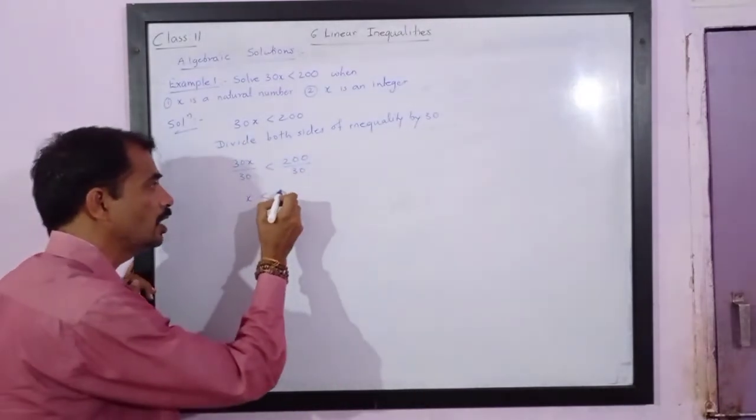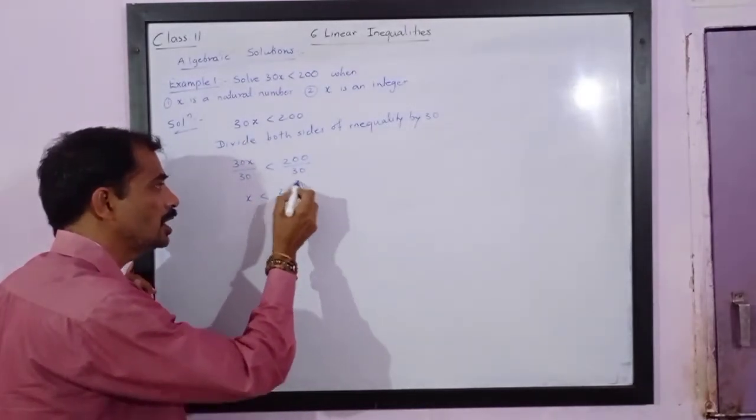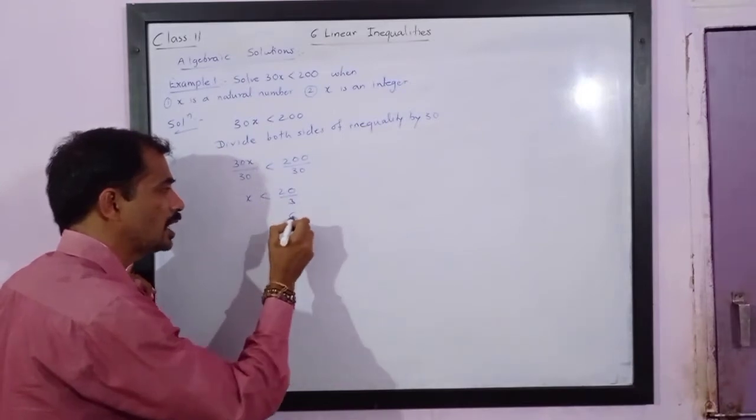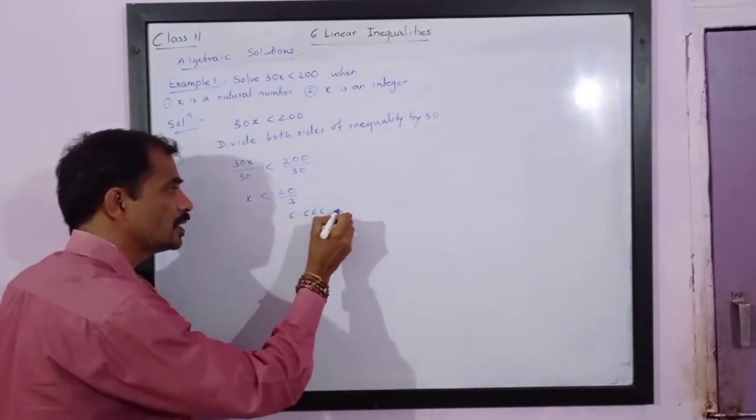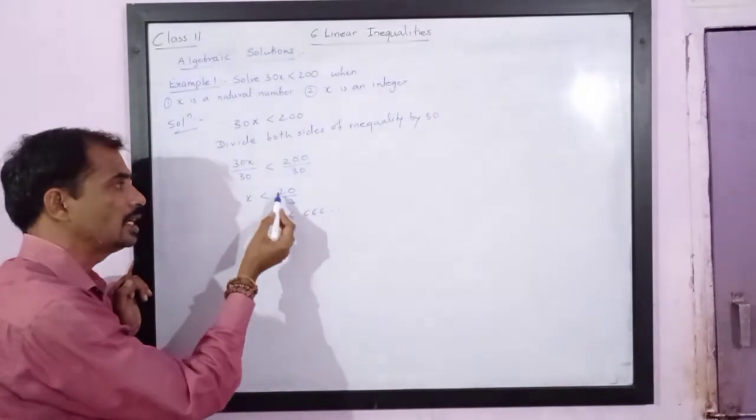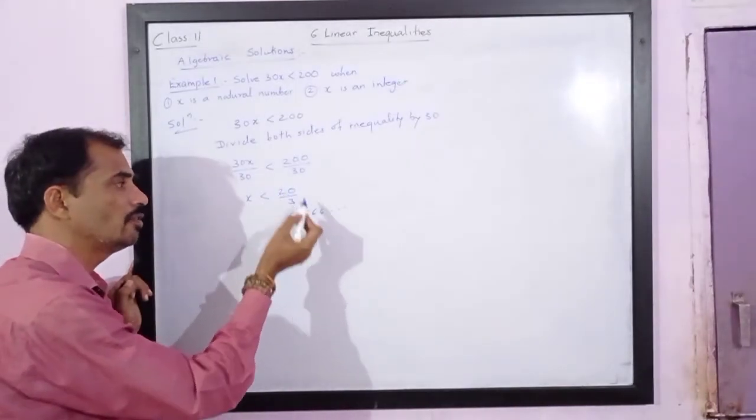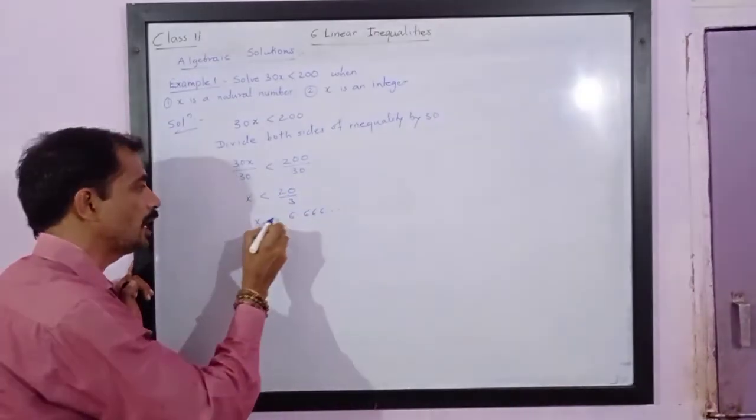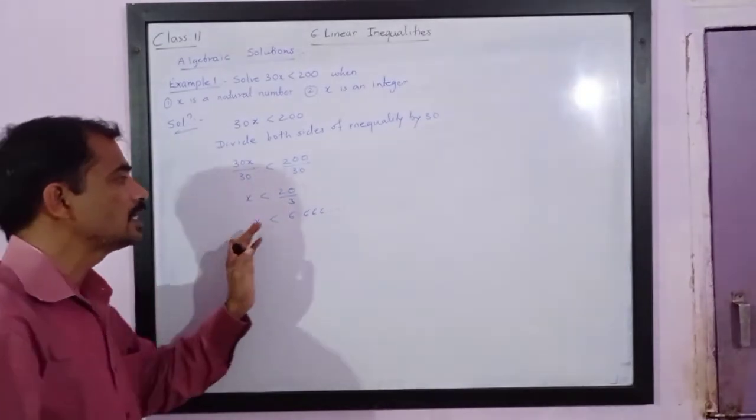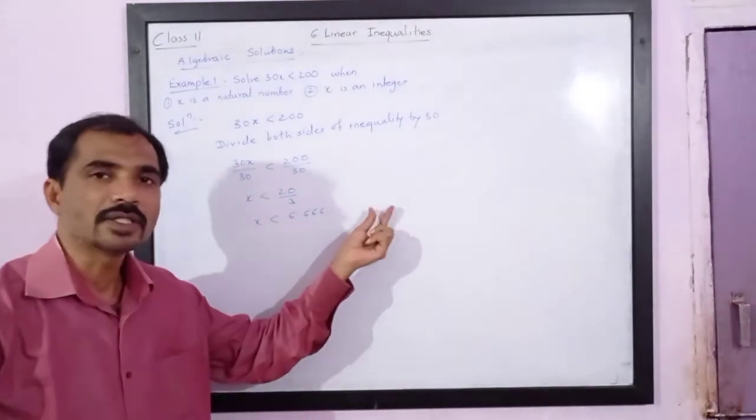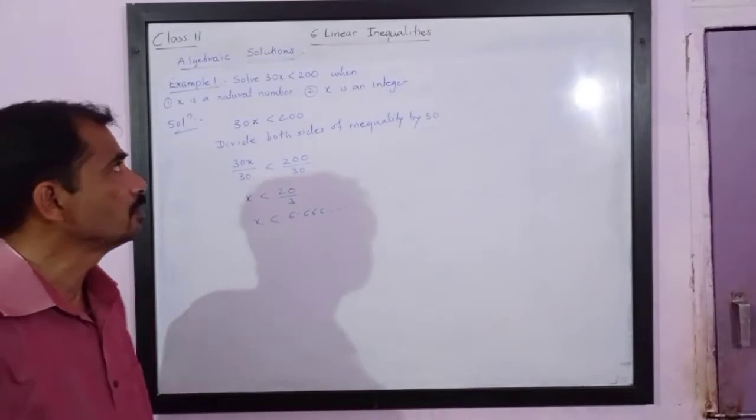20 upon 3, which means if you try to solve, you will get this as 6.6666 recurring. 3 sixes are 18, again 2 left, 3 sixes are 18. So x will have all the values less than 6.6666 recurring, that is 20 upon 3.